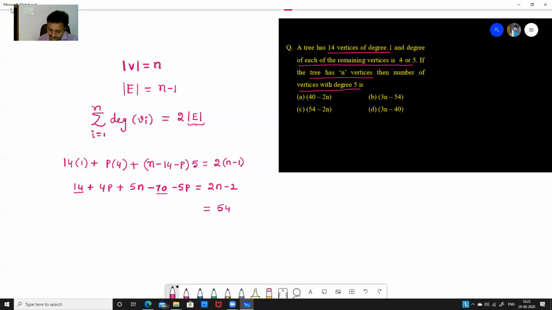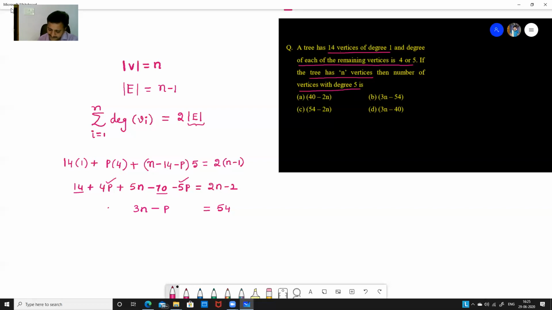Okay. The left side, what are we having? Left side, 5n minus 2n, which is equal to 3n. 4p minus 5p equals minus p. So therefore 4p minus 5p equals minus p, and 5n minus 2n equals 3n.